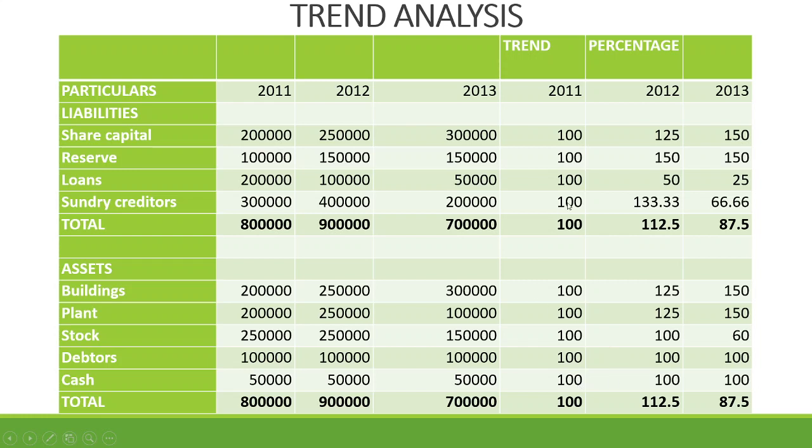So trend analysis helps in indicating the direction as well as the pattern of change in each item of the balance sheet. So in this case 3 years data was given. So 2011, that is the oldest year, is taken as the base year and that year's values are taken as 100 and other years' values are taken as a percentage of the base year.